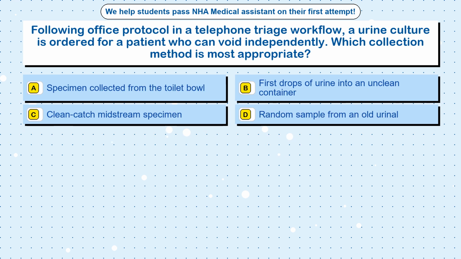Question 51. Following office protocol in a telephone triage workflow, a urine culture is ordered for a patient who can void independently. Which collection method is most appropriate? Option A. Specimen collected from the toilet bowl. Option B. First drops of urine into an unclean container. Option C. Clean catch midstream specimen. Option D. A random sample from an old urinal.